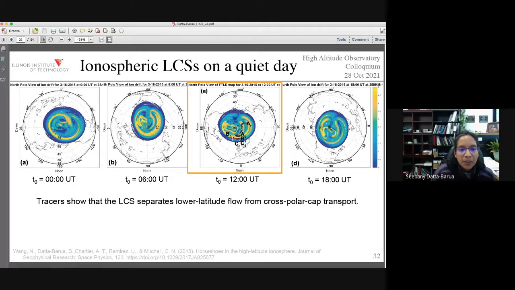And then if we initialize our tracers, A naught, B naught, C naught, I sort of picked this 12 UT one here for demonstrating that. The C naught hardly moves at all. It's actually sort of outside of the convection pattern. B naught drifts a little bit, about 30 degrees westward. And A naught, which is on the other side of the LCS, poleward of the LCS, actually travels quite a bit and across the pole over the time of this integration. And so there's sort of transport over the polar cap.